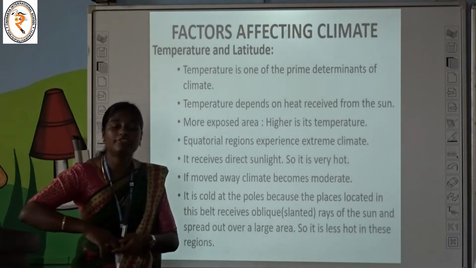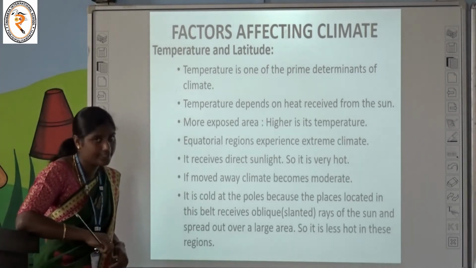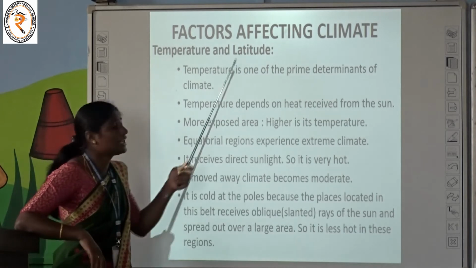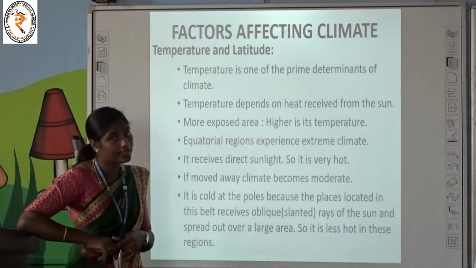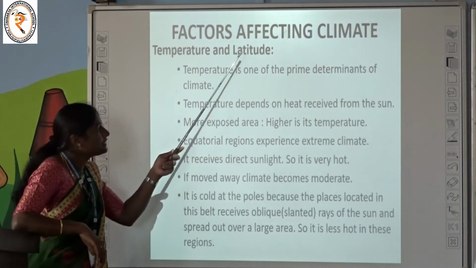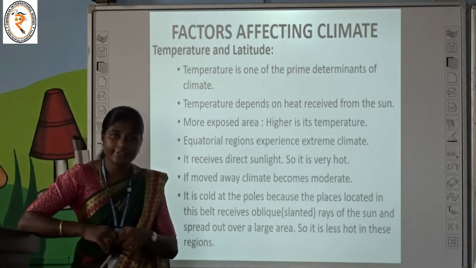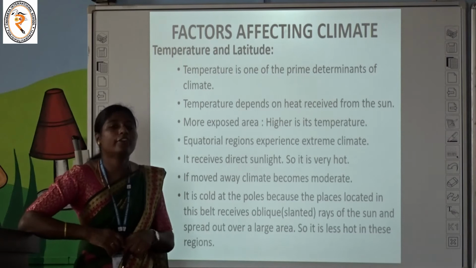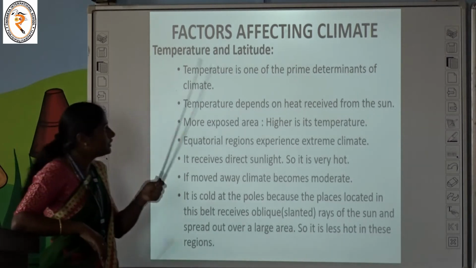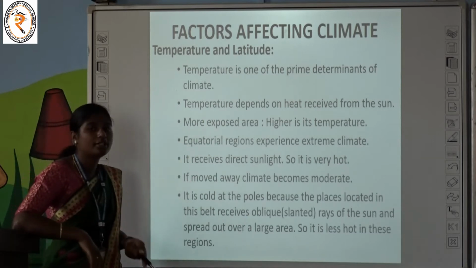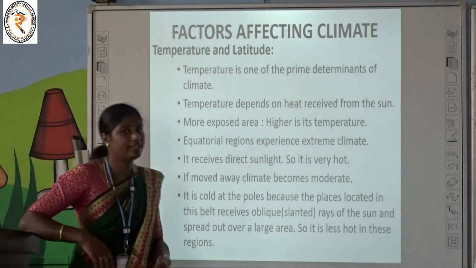So we have some of the factors that affect the climate, that change the climatic condition of a city. So temperature and latitude. You studied about the latitudes and longitudes in your second chapter itself, right? So what is latitude? Latitude is the imaginary line which is drawn horizontally on the globe to find out a particular place or city or town. So for this purpose we use latitude. It is an imaginary line drawn from east to west.